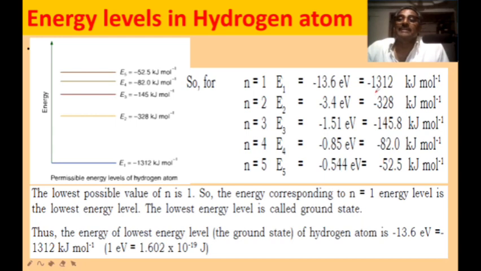Its value will be minus 1312 kilojoules per mole. This is for 1 mole of atoms, that is for Avogadro's number of atoms, not for a single atom. These are the values of energies of various energy levels in electron volts. These are the values in kilojoules. The energy of electron in the first orbit is minus 13.6 electron volts, and the energy of electron in the second orbit is minus 3.4 electron volts.